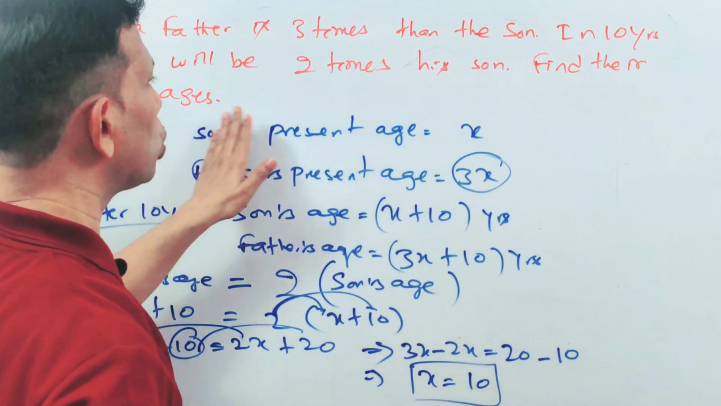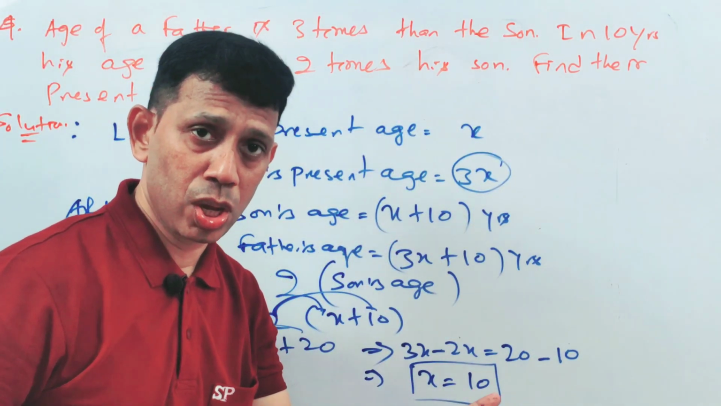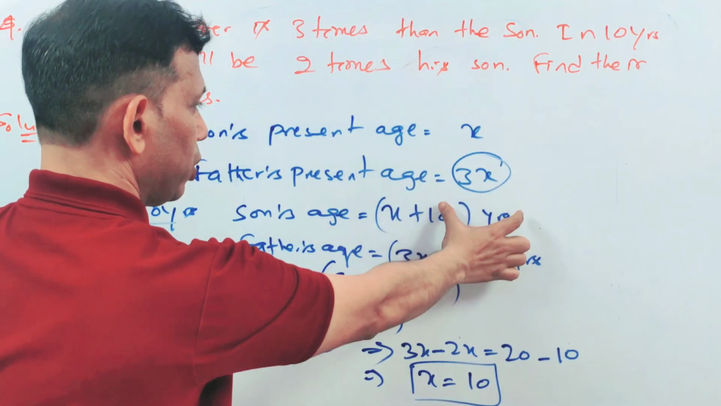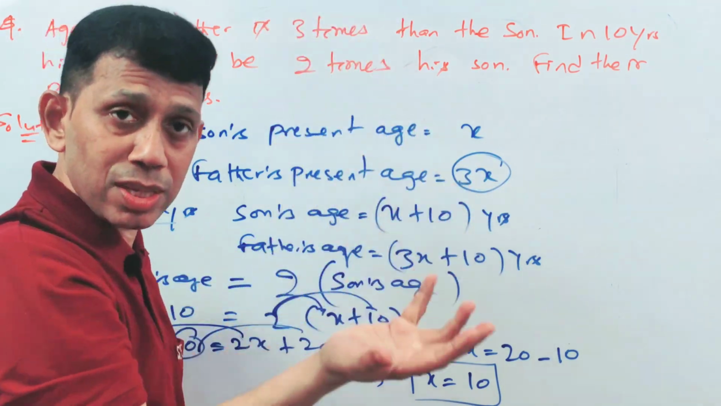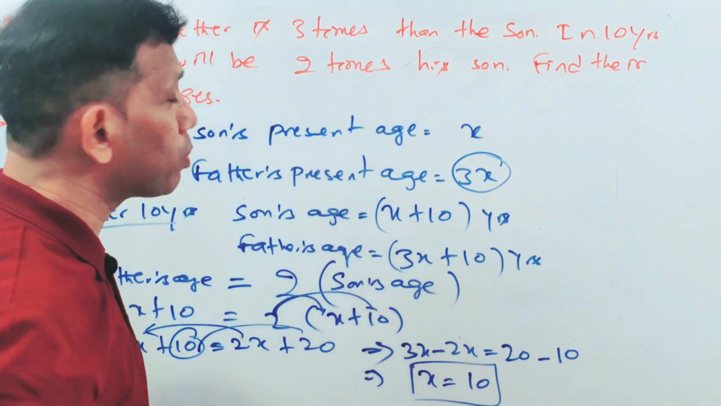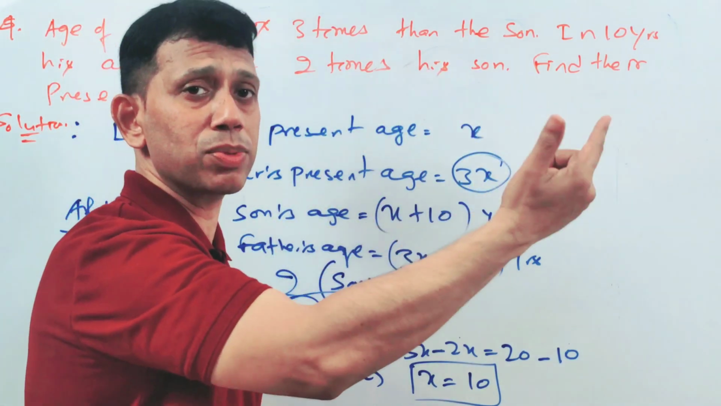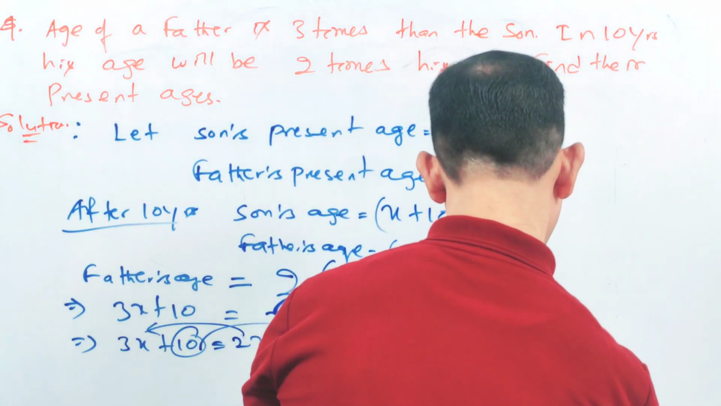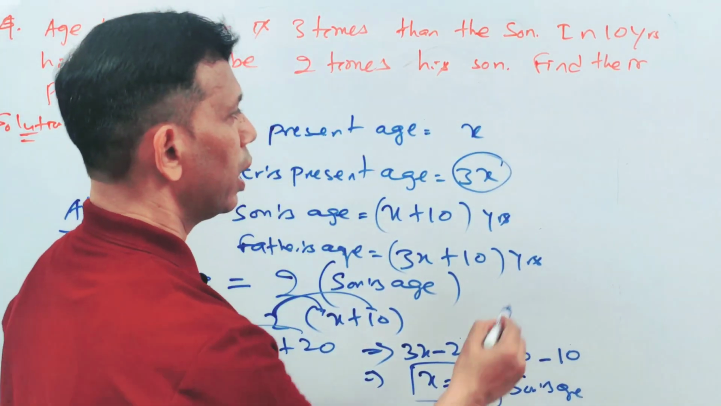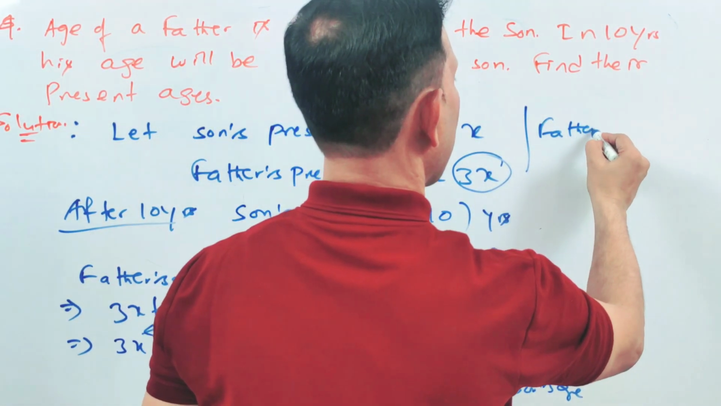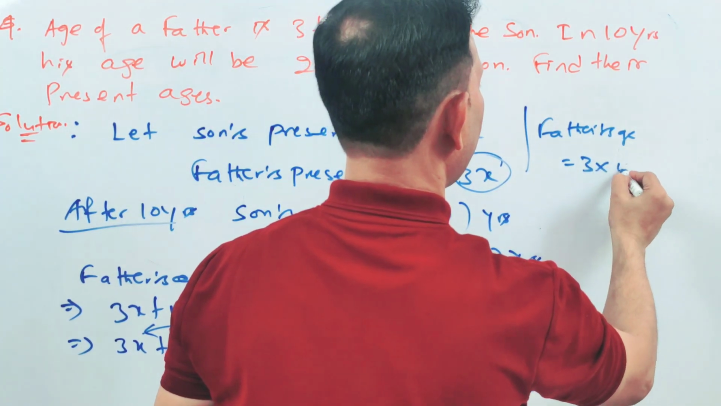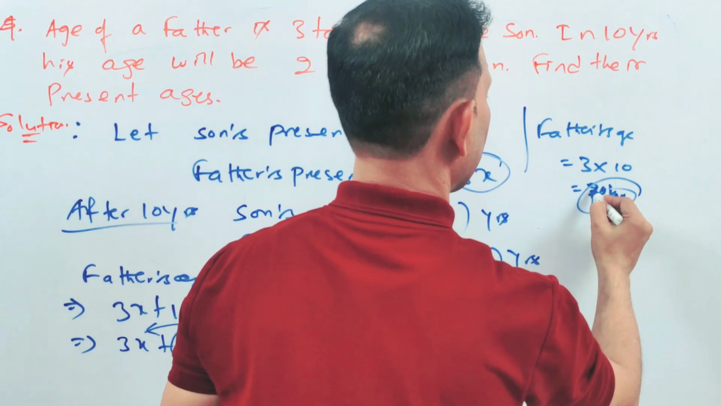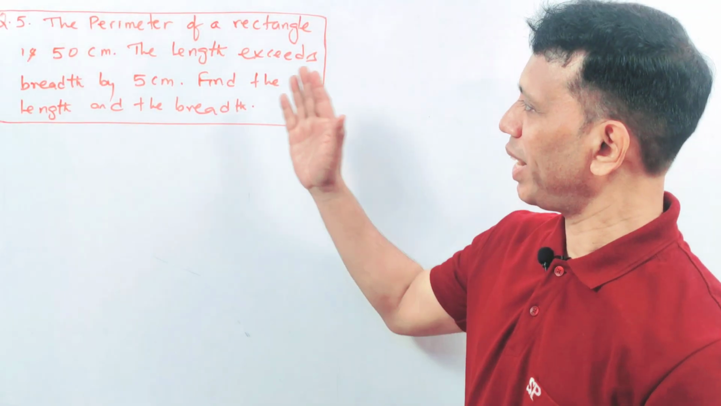Now what was our question? Find their present ages. So the son's present age you have already got. The father's present age will be how much? This is the comparison, 3 times the son. First sentence: the age of the father at present is 3 times the age of the son at present. So this is the son's age, 10 years, and the father's age is 3 into 10, that is 30 years. Done. So let's go to the next question.